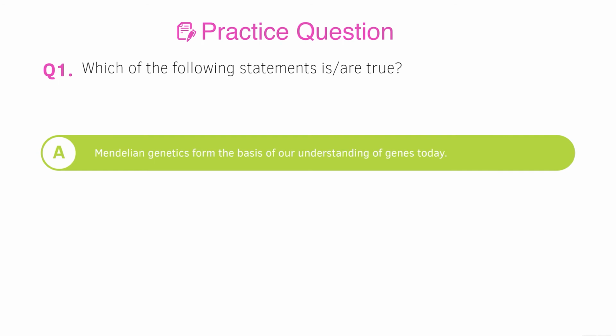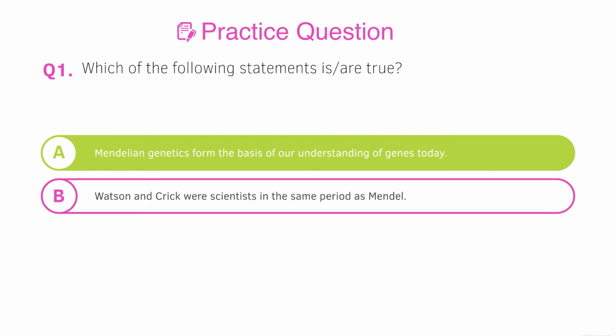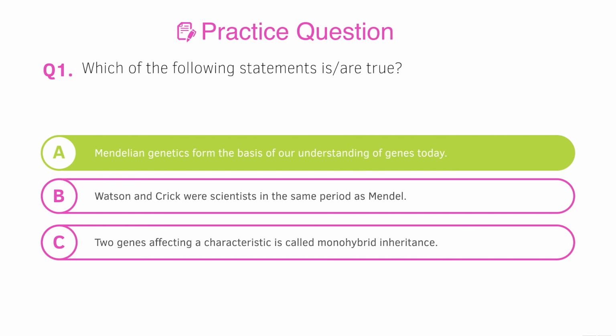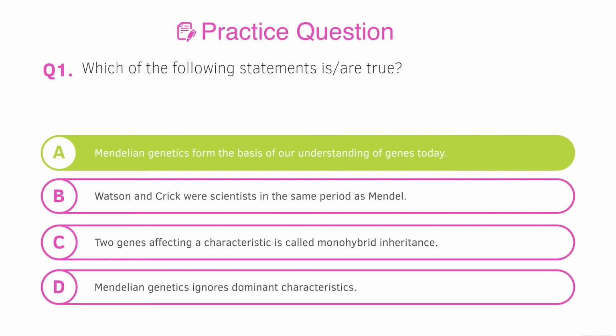Okay, so to go through the answers, A is indeed correct. B, Watson and Crick were scientists in the same period as Mendel. This is false. So Watson and Crick were around in the early 20th century, whereas Mendel was around in the 18th, 19th century. C, two genes affecting a characteristic is called monohybrid inheritance. No, that's one gene is referred to as monohybrid inheritance. And D, Mendelian genetics ignores dominant characteristics. No, it includes recessive characteristics too. So remember the smooth, dominant characteristic of the pea and the wrinkly recessive characteristic of the pea.